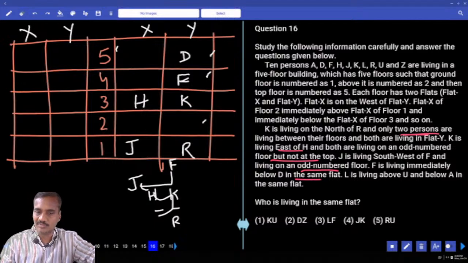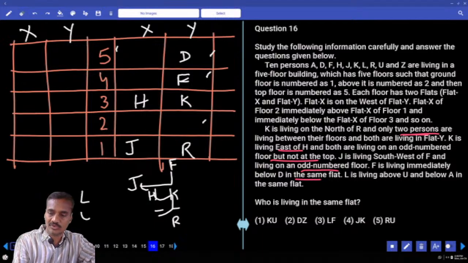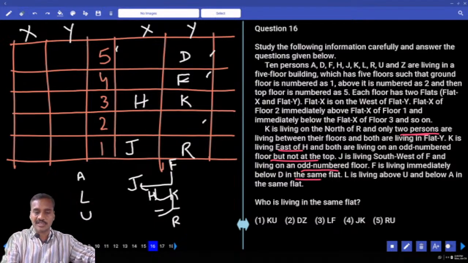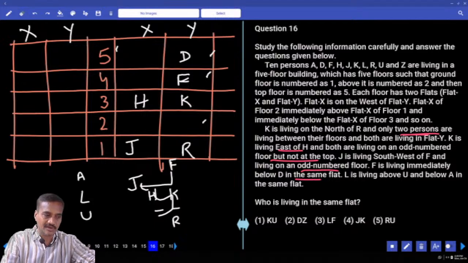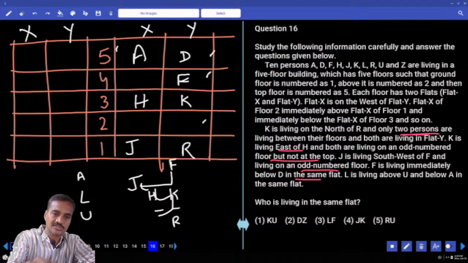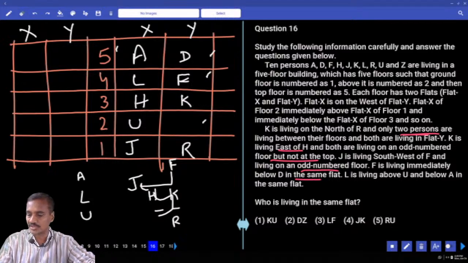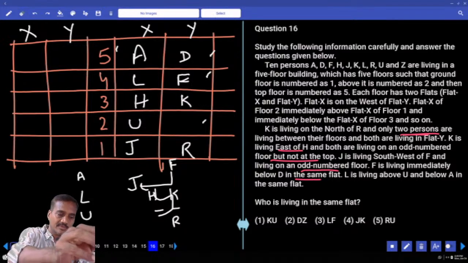L is living above U, which means L and U must be in the same flat. L is living above U and below A in the same flat. Hence A, L and U must be in this order. A is here, L is here, U is here. Then one more, who is left? Z is the person left.